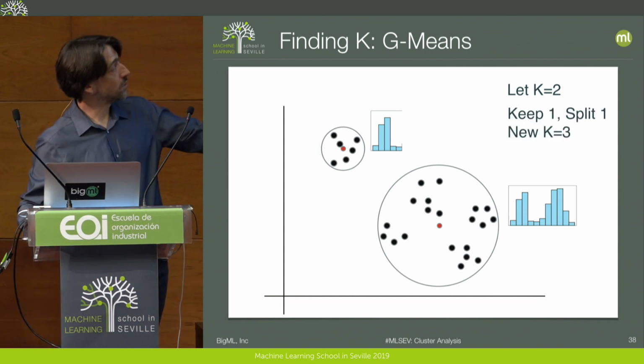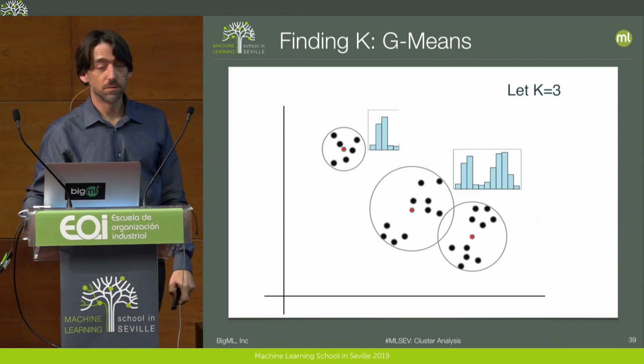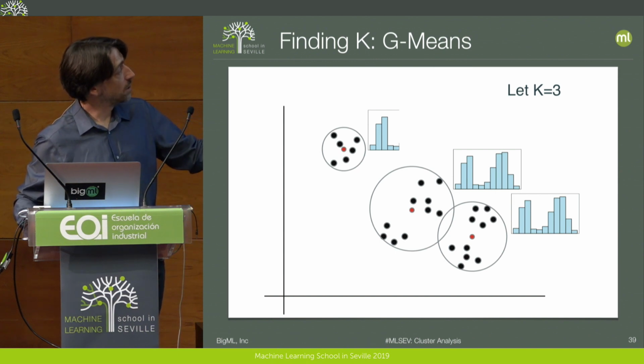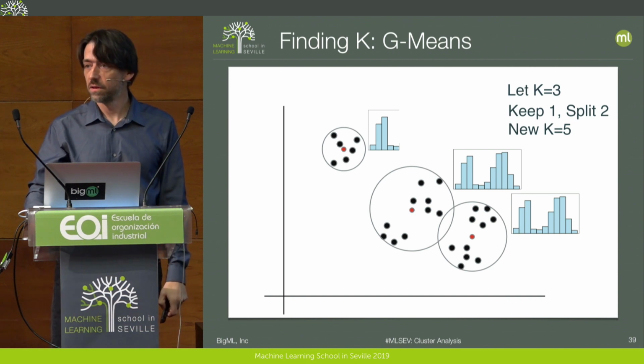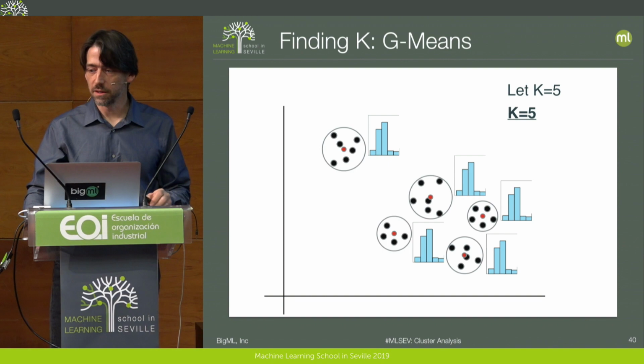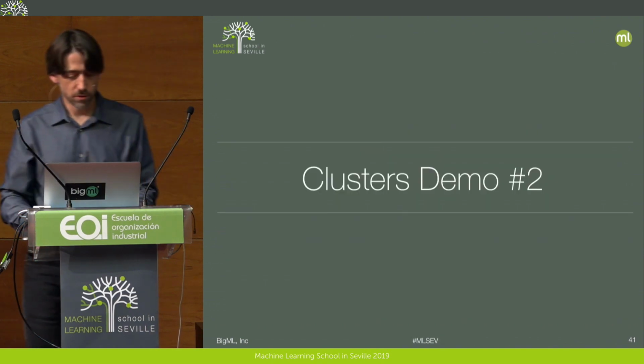So we just run it again with k equals 3. And maybe we get that. We do the same thing. Smooth, bumpy, bumpy, bumpy, bumpy. So keep that one, split both of those, so k better be 5. We do it again, they're all smooth, we stop. That's the basic idea. Super cool.